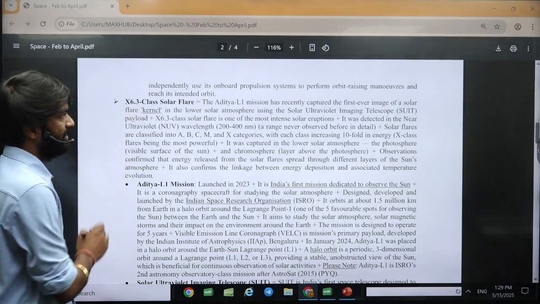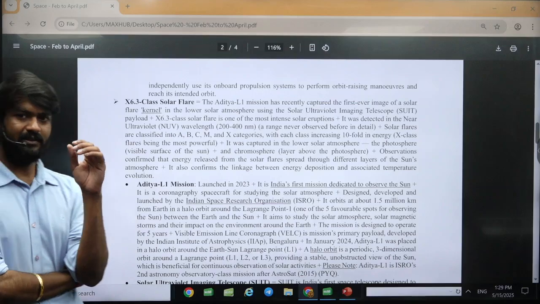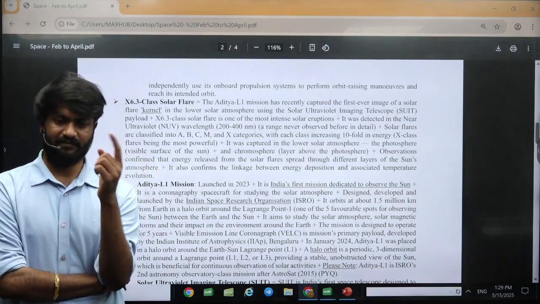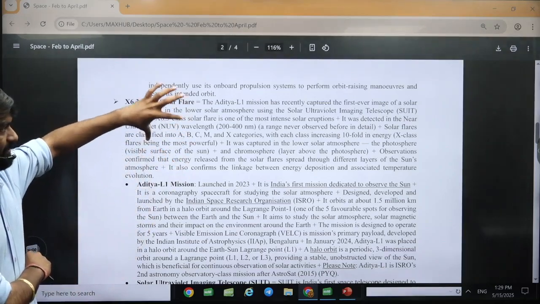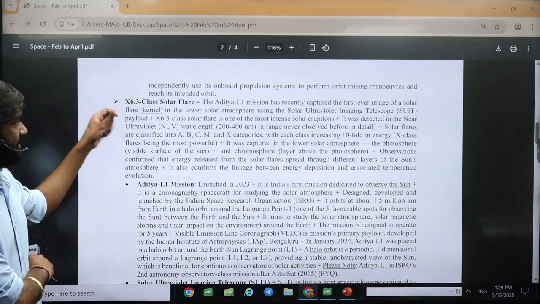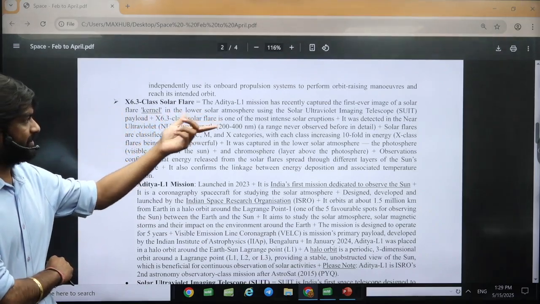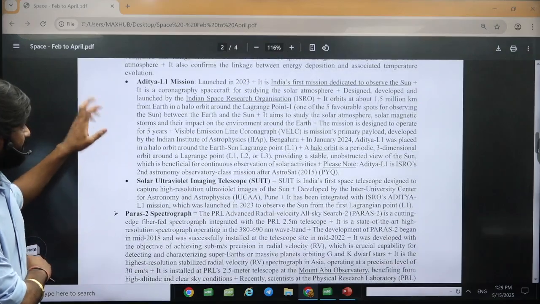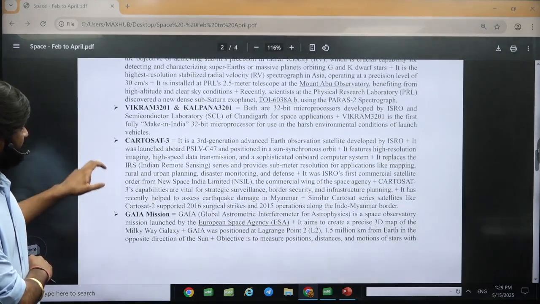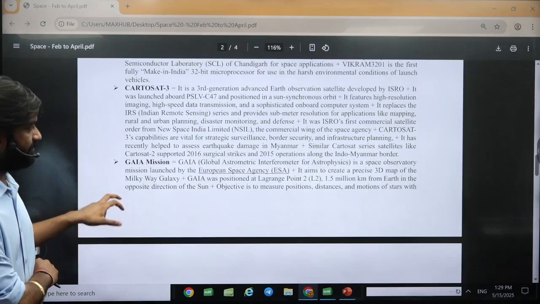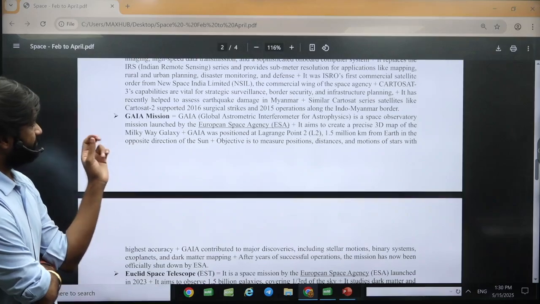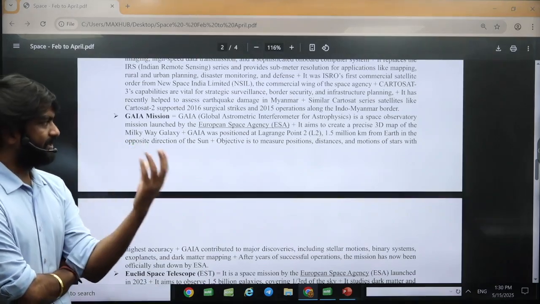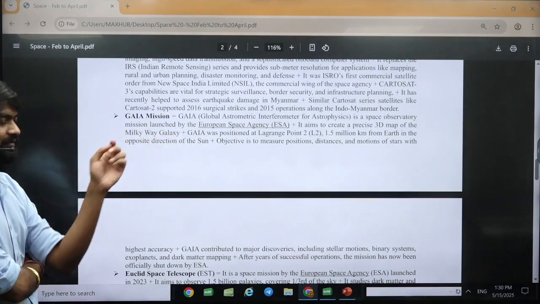X6.3. Okay. So Aditya L1 mission, India's mission, placed at the Lagrange point 1, figured out this particular thing: the first ever image of a solar flare kernel in the lower solar atmosphere using the particular telescope. So just remember X6.3. Then the Gaia mission, very important. This is not by NASA, this is by Europe. So what this will do is make a 3D map of the Milky Way galaxy.